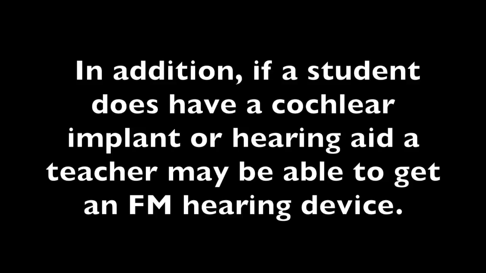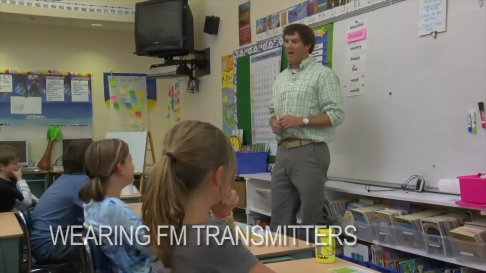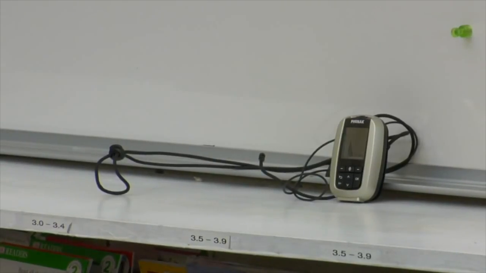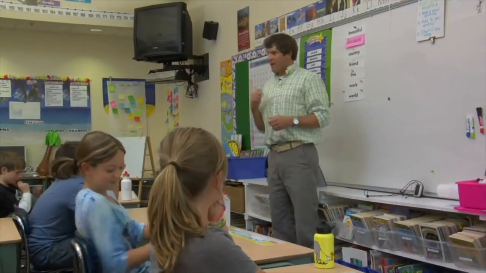In addition, if a student does have a cochlear implant or hearing aid, a teacher may be able to get an FM hearing device. To better understand what that means, let's listen to a video with an FM that is not being used and then later turned on. The teacher in this classroom has forgotten to put on his FM microphone. Without the microphone turned on, it's almost impossible for a child with a hearing loss to hear clearly. Let's listen to what a child with a hearing loss will hear with the FM unit turned off.